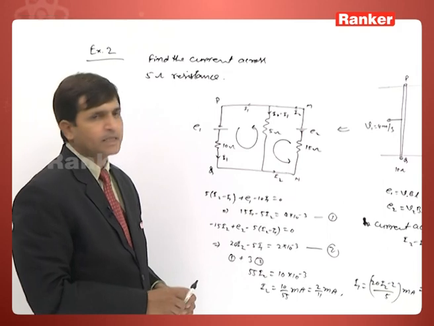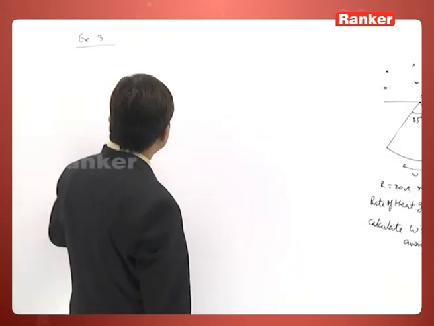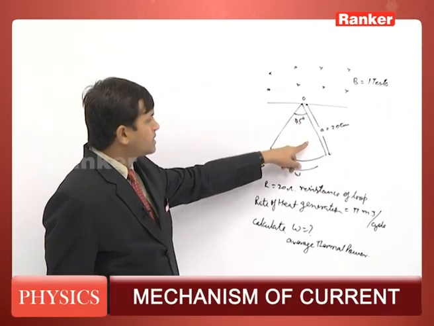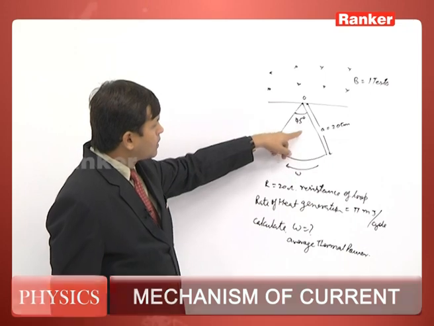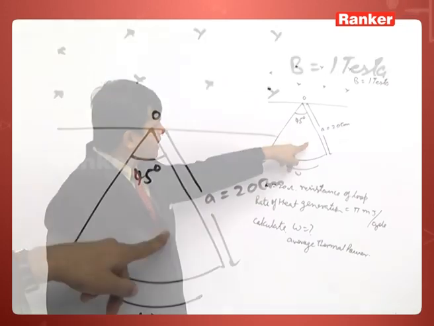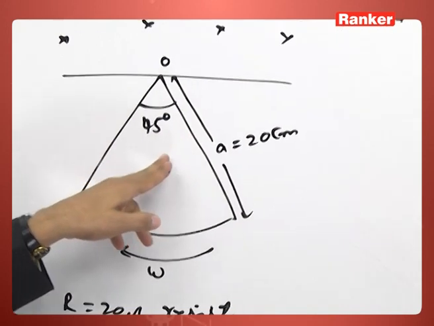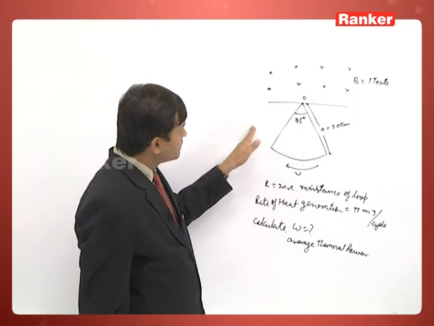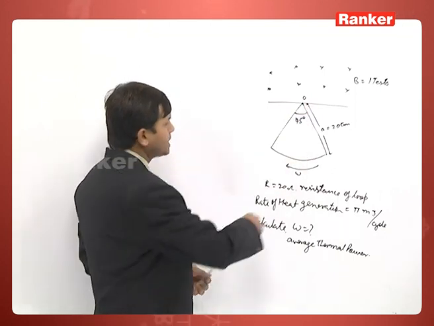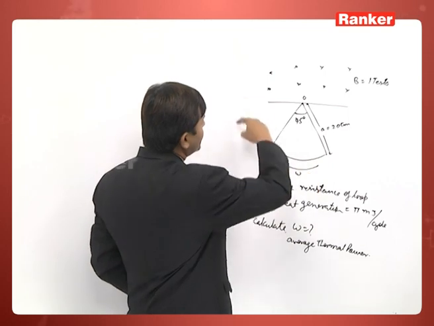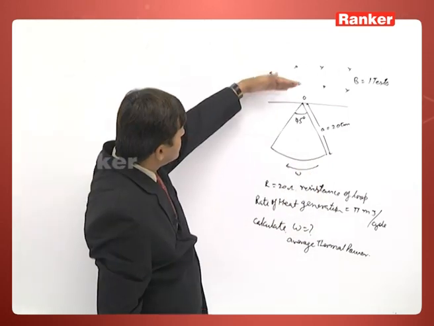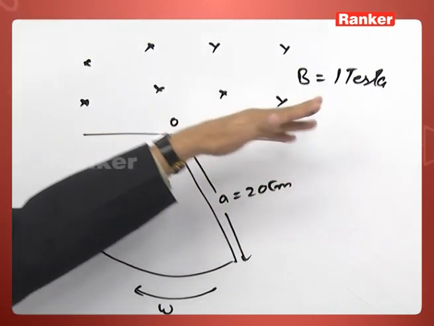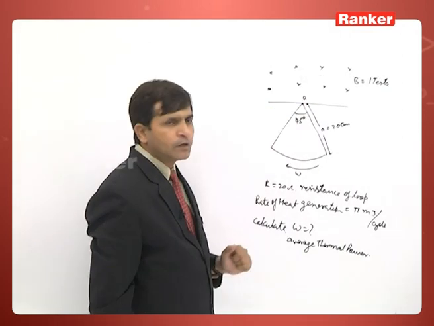Now see another example. In this example, a quarter of a circle, or you can say a circular sector, is given, and that sector makes an angle of 45 degrees here. Now this sector is free to rotate about O with uniform angular velocity omega. What has been given? The upper part of this sector has magnetic field B, given here as 1 Tesla, but there is no magnetic field in the lower part.